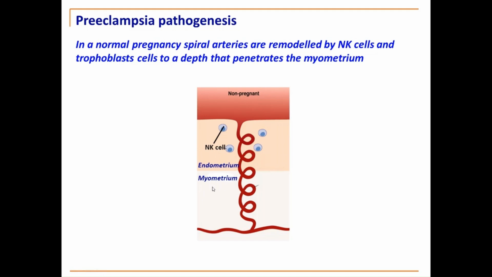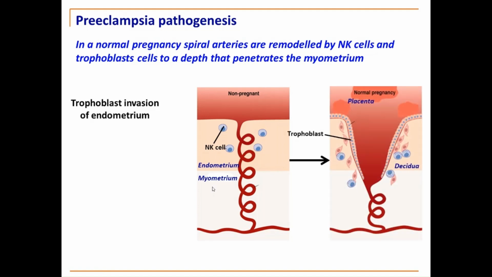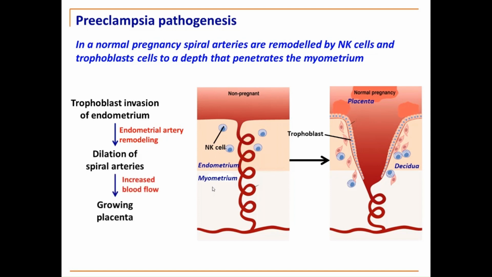And this image is obviously of a non-pregnant endometrium in the secretory phase of the menstrual cycle, just before menstruation. And what happens during a normal pregnancy, you can see the trophoblasts, you get trophoblastic invasion of the endometrium. This leads to endometrial arterial remodeling and dilation of these spiral arteries, and therefore an increased blood flow, which can deliver nutrients to the growing placenta. So in pregnancy, the spiral arteries are remodeled by the trophoblastic cells and the NK cells.